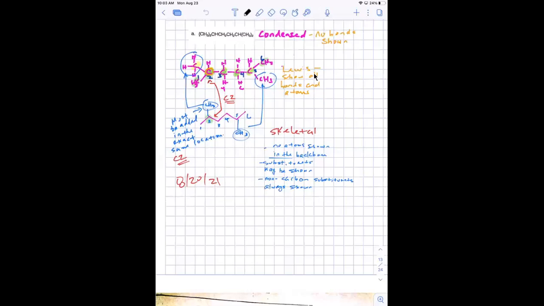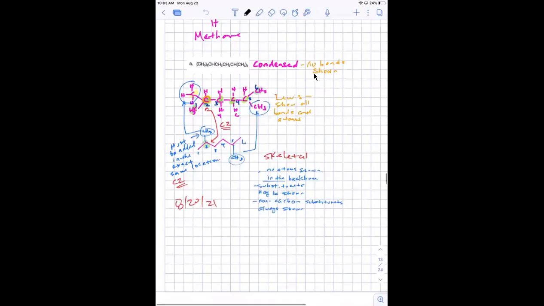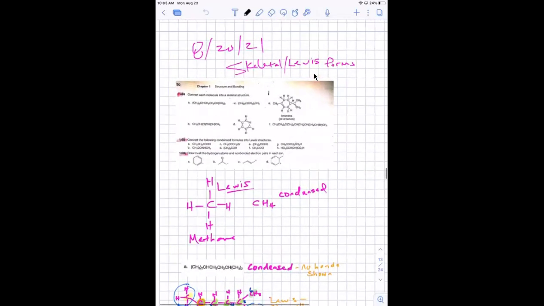We were on 1.64, right? Yes, you're right, 1.64. Okay. We're going to work through a couple more of those examples, some of the more complicated ones. And then we're going to touch a couple in 1.65 and 1.66, and that's going to help us with distinguishing between skeletal and Lewis forms and condensed forms. So let's do that.